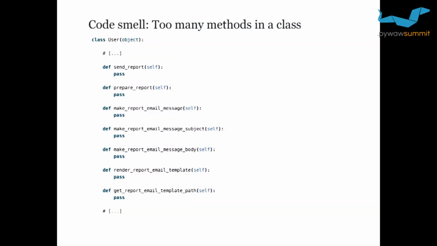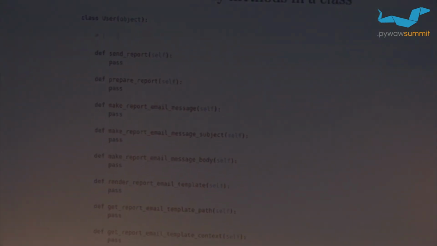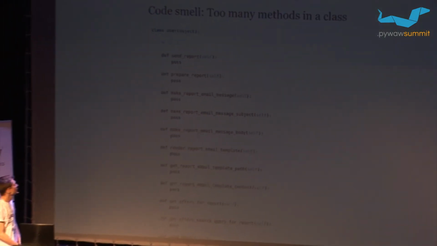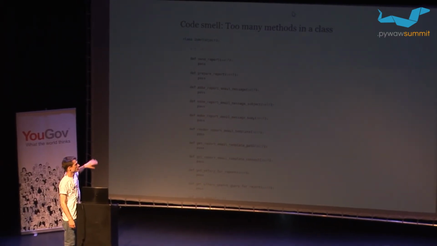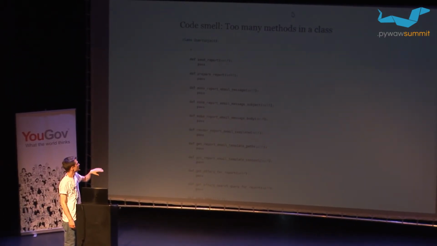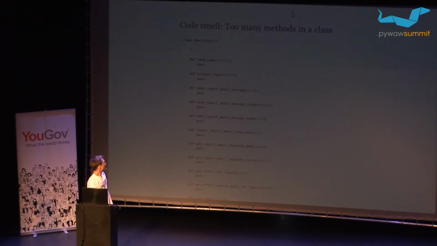Here's another code smell, too many methods in a class. It's the same example. It also is a user that sends reports, but instead of splitting it into classes, we have split it into separate methods. But it's for sure better to split into classes. Here you have a class, for example, for building a subject for an email message.